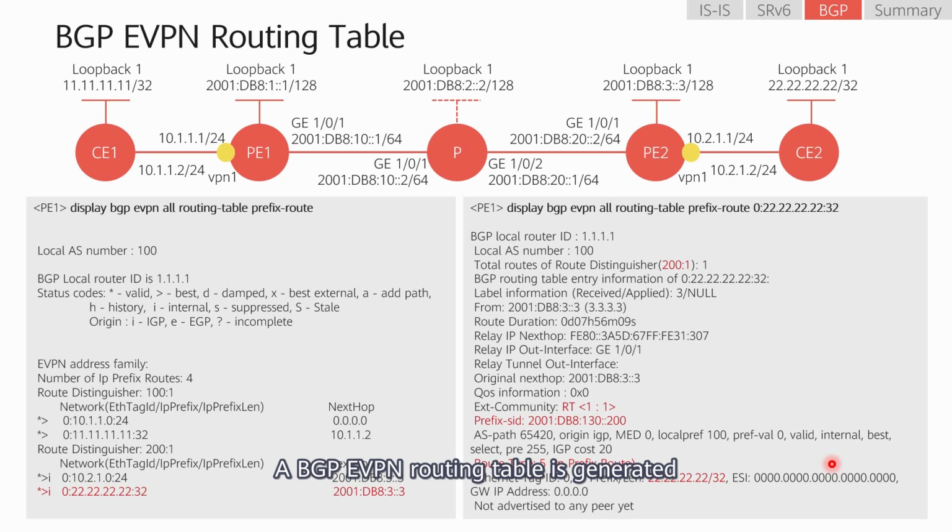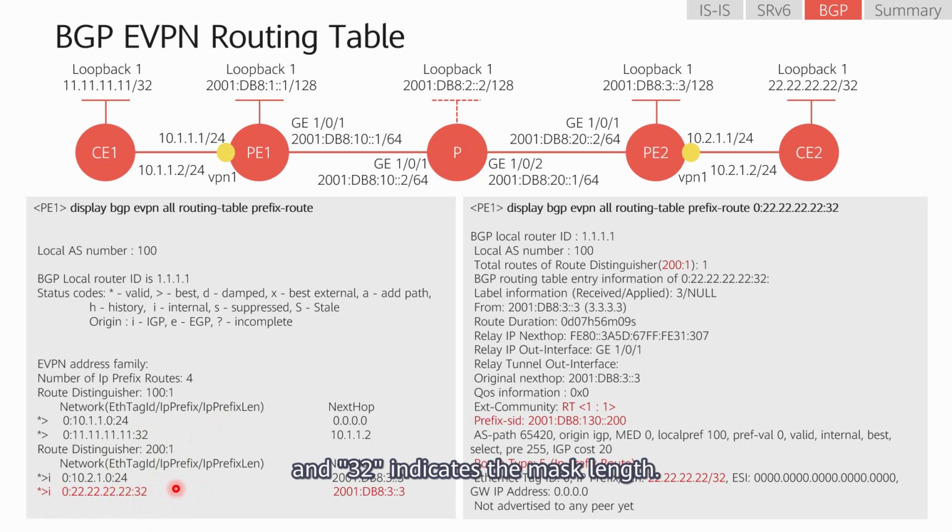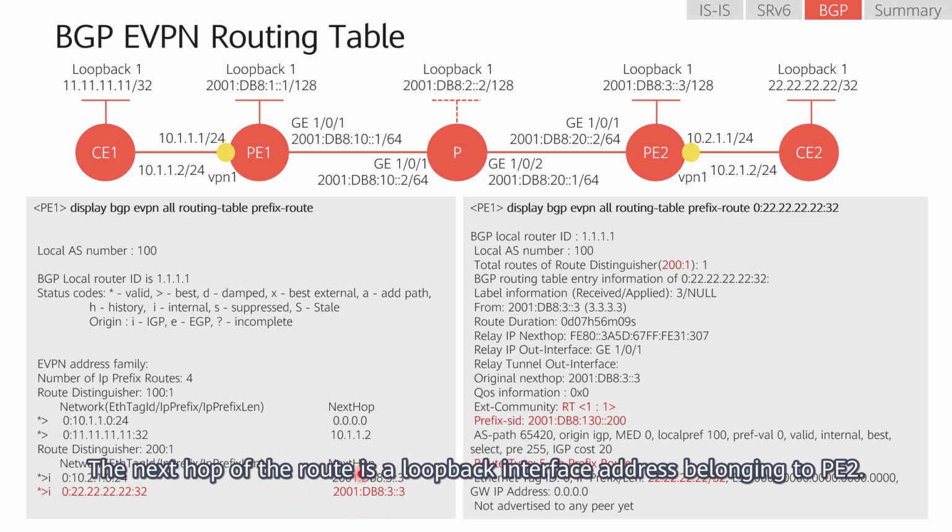A BGP EVPN routing table is generated based on received BGP update messages. Let's take PE1 as an example. We can see that the BGP EVPN routing table on PE1 already contains the route of CE2. For the expression format of this route, the first digit 0 is the fixed value of a Type 5 IP prefix route. The middle address indicates a host address, and 32 indicates the mask length. The next hop of the route is a loopback interface address belonging to PE2.